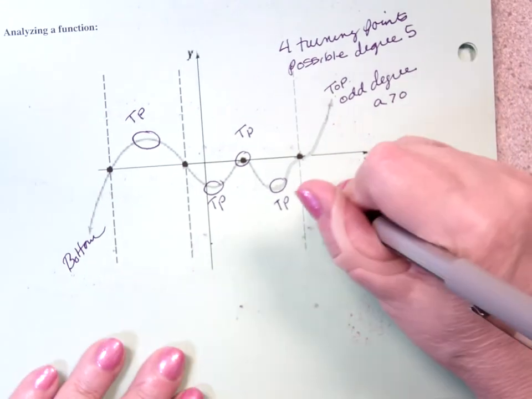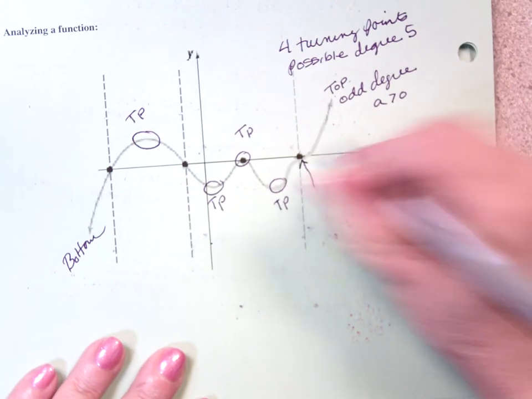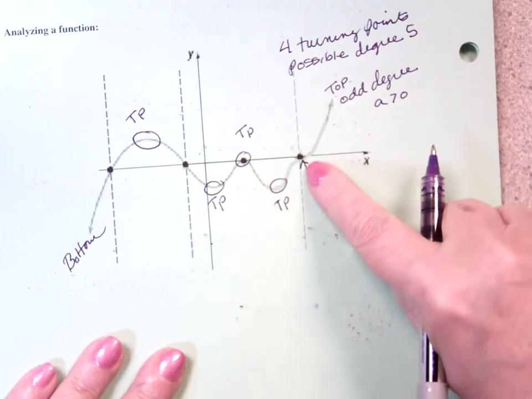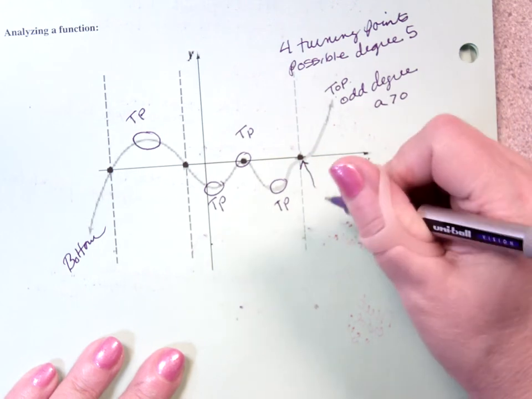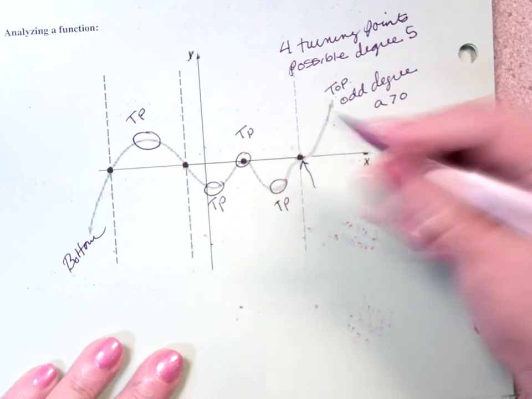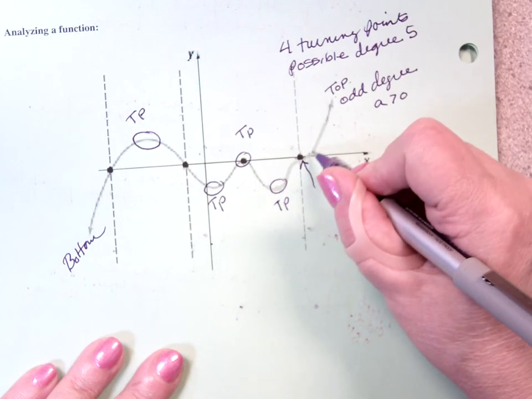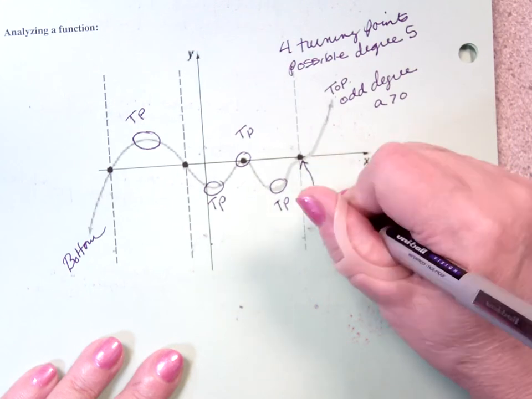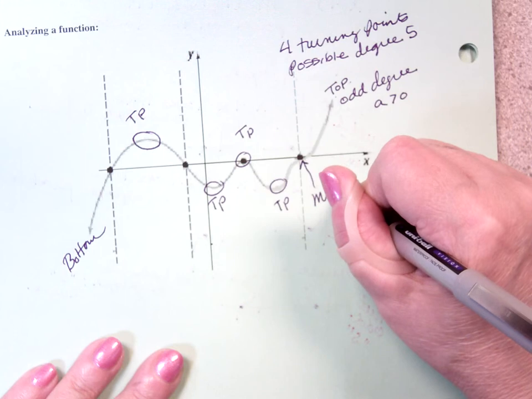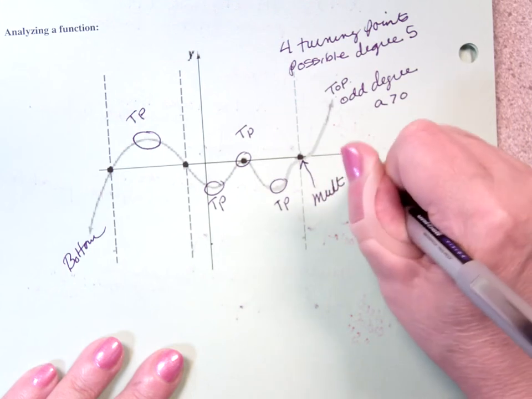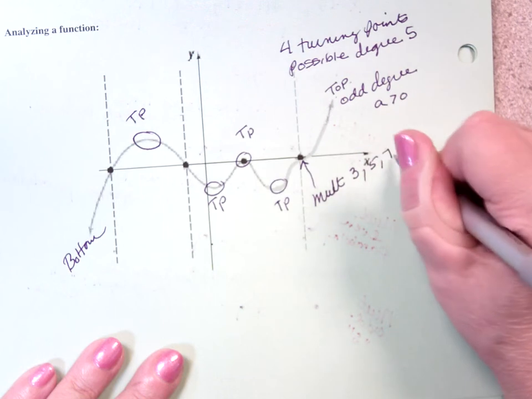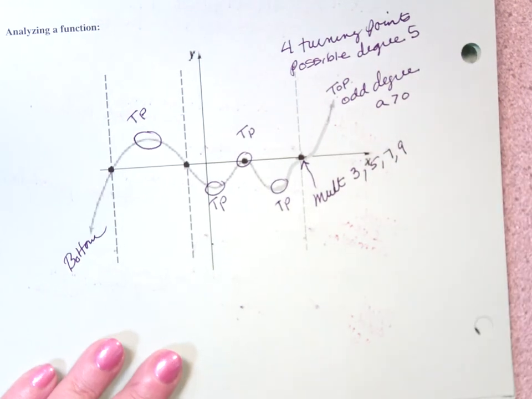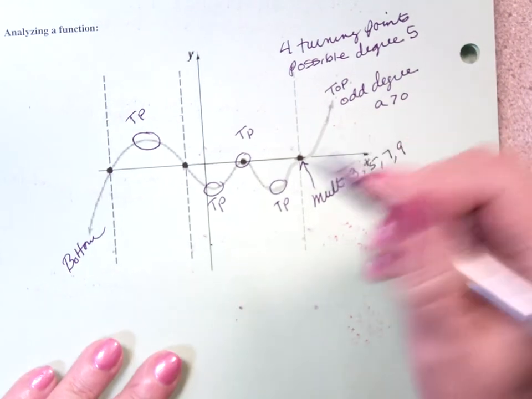Now, if I look at the zeros, what is the multiplicity of this zero right here? What does it look like? It looks like an S. So it's multiplicity what? Multiplicity 3. It could be 3, 5, 7, 9, but definitely the minimum is multiplicity 3.